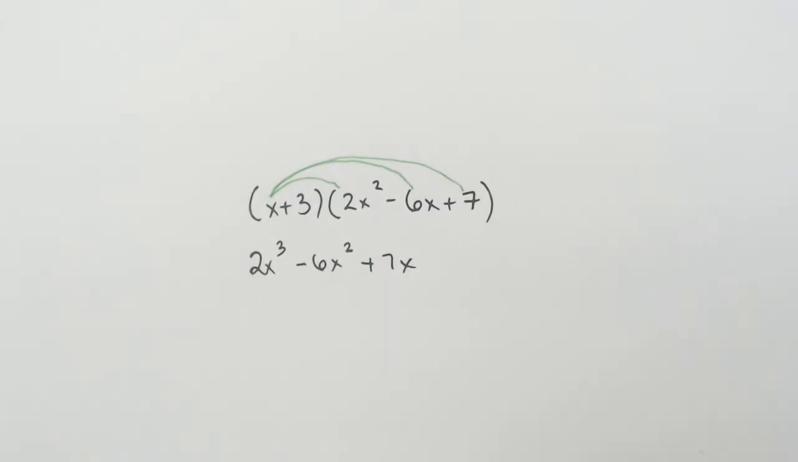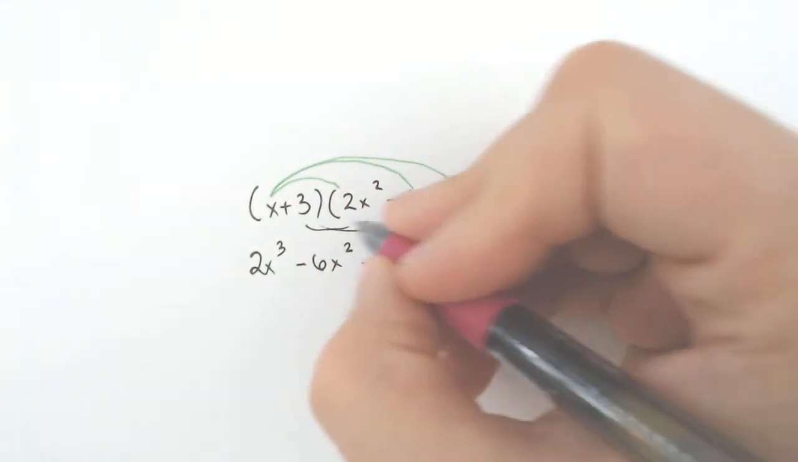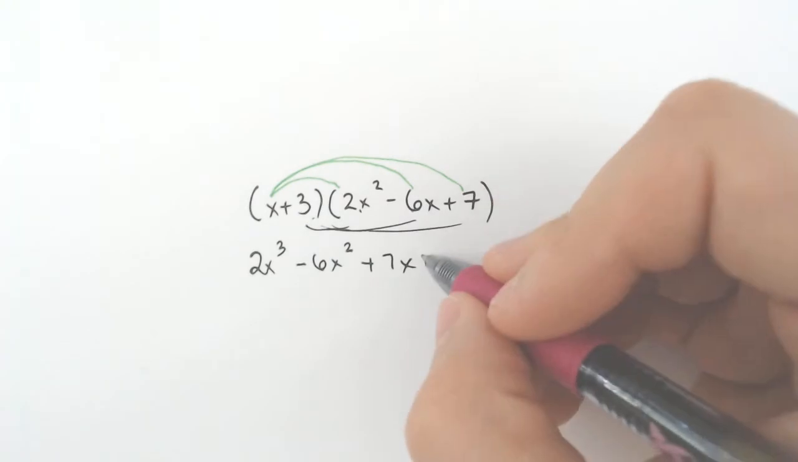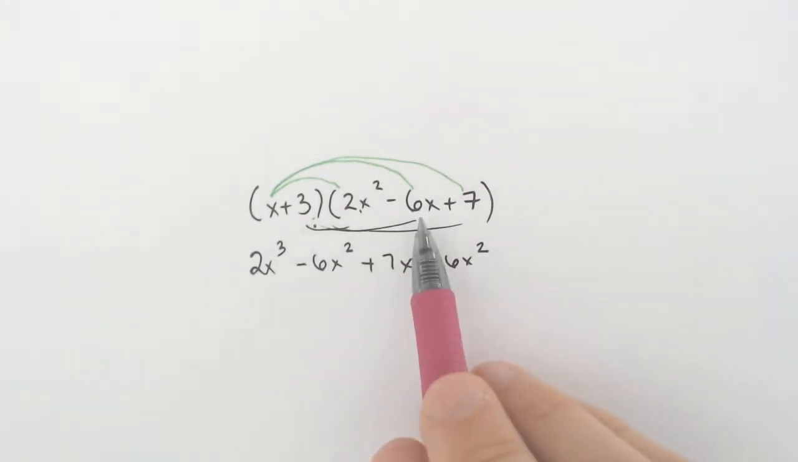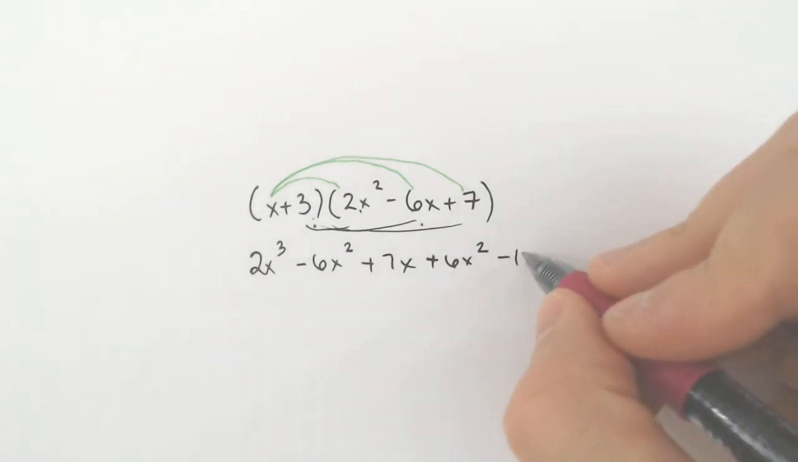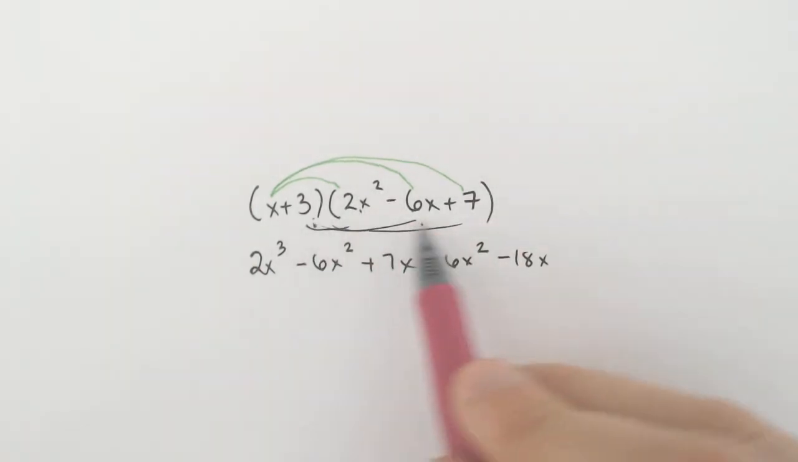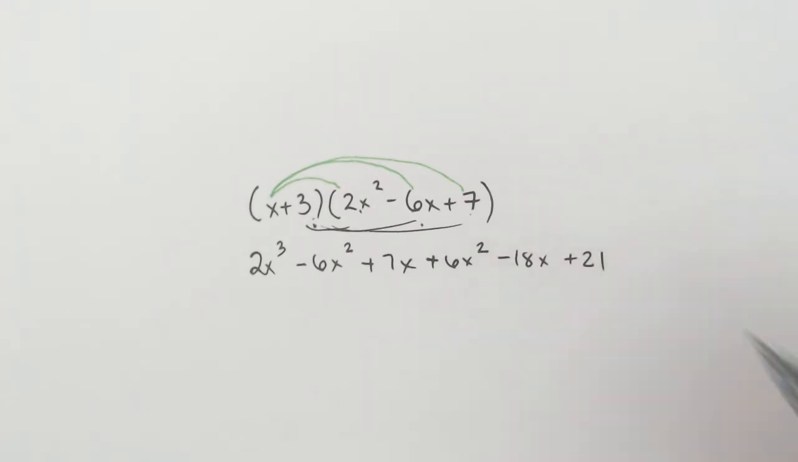And then you would multiply the 3 by all three terms. So I'm going to take the 3 and multiply by all three terms. So 3 times 2x squared is positive 6x squared. 3 times negative 6x is negative 18x. And 3 times 7 is 21.